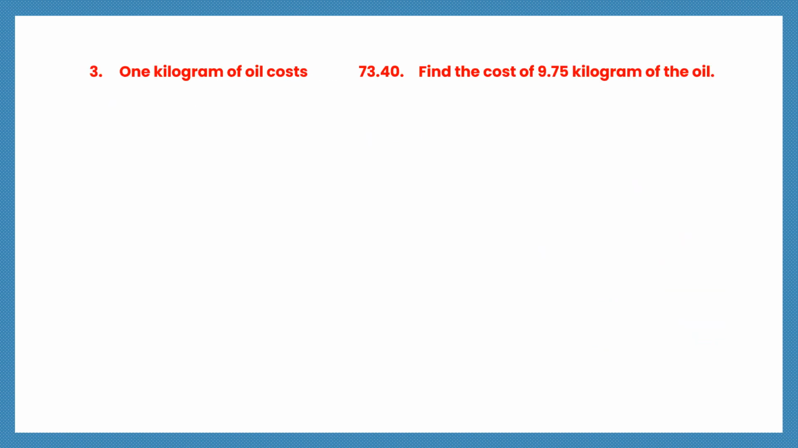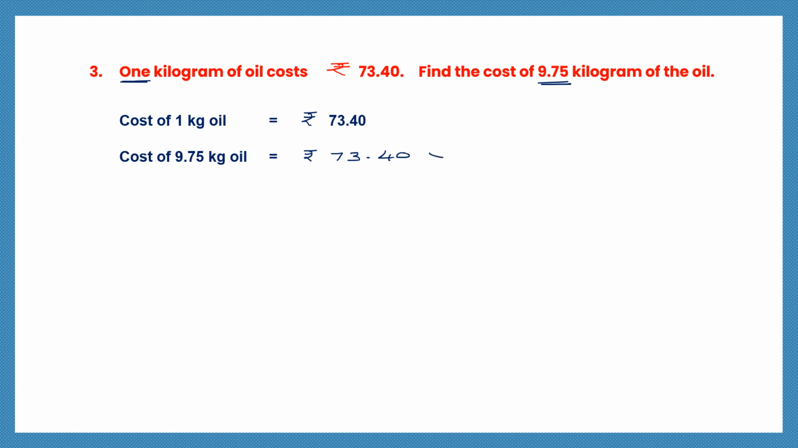Question 3. 1 kilogram of oil costs 73 rupees 40 paise. Find the cost of 9.75 kilogram of the oil. Let's begin. The cost of 1 kg of oil is given to us. That is 73 rupees 40 paise. So when we are given for 1 and we are asked to find for many, it is multiplication. So here also it's multiplication. So to find the cost of 9.75 kg of oil, we have to take the cost of 1 kg of oil and multiply it by 9.75 kg.